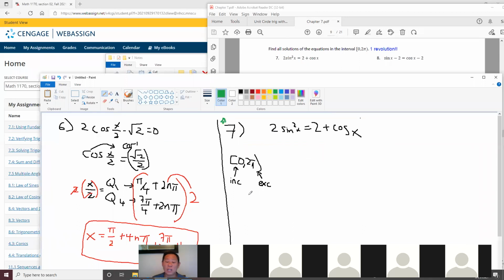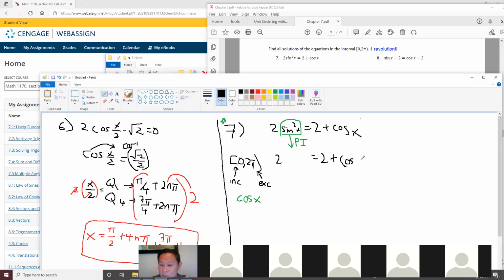So we will change this all in cosine. The reason why is because we can change the sine square x into cosine using the Pythagorean identity. We cannot change this into sine because there's no square involved, so we cannot use the Pythagorean identity for the cosine x. Okay, so the rest is going to be the same. 2 is going to be the same. 2 plus cosine x will be the same.